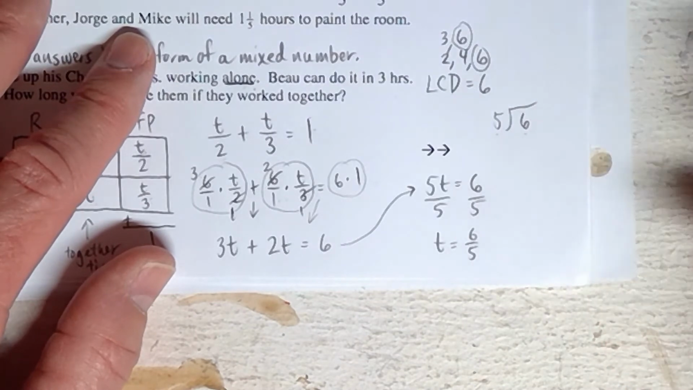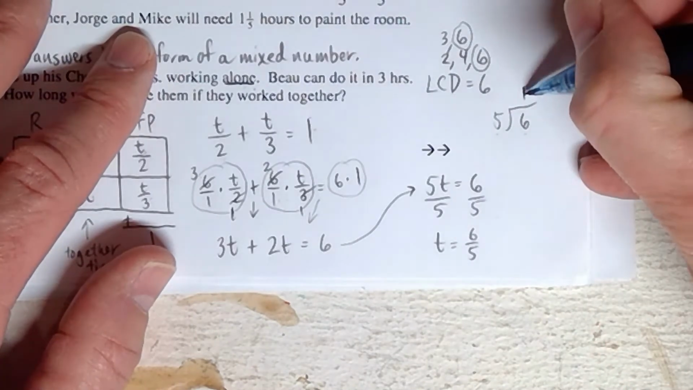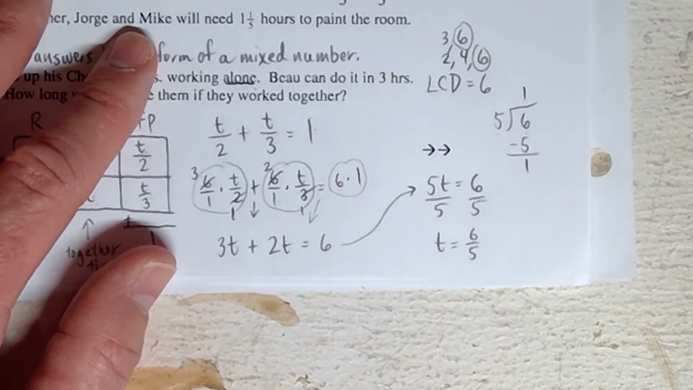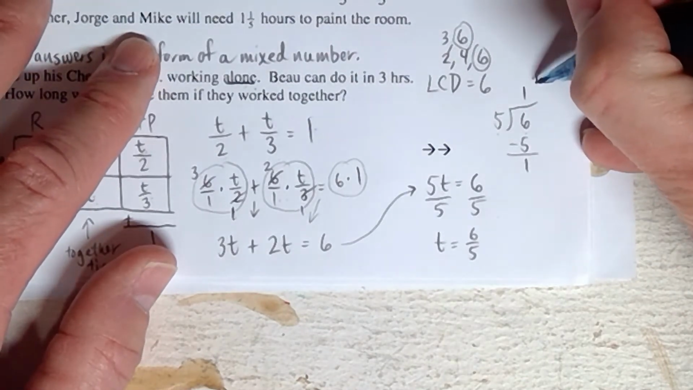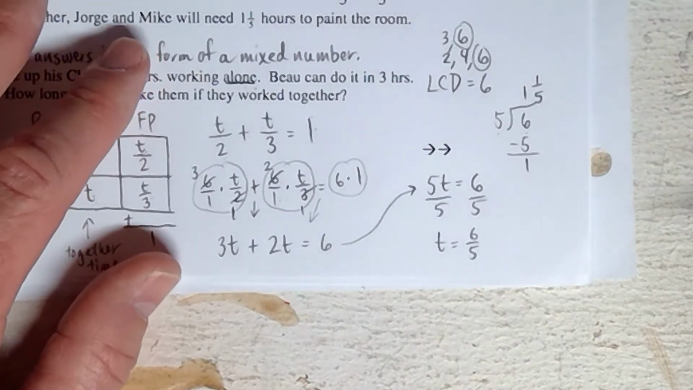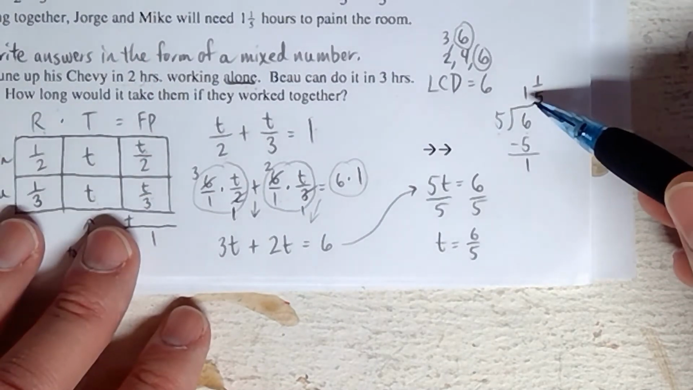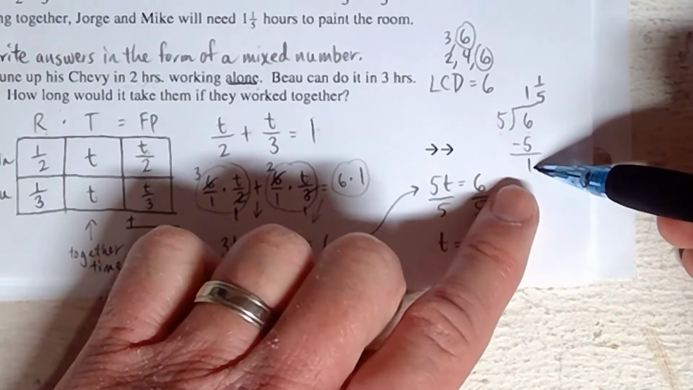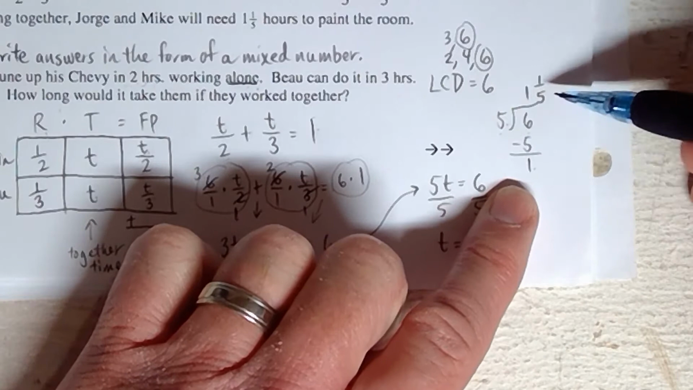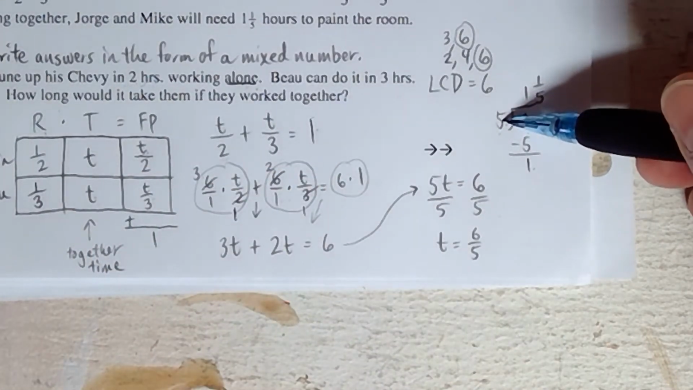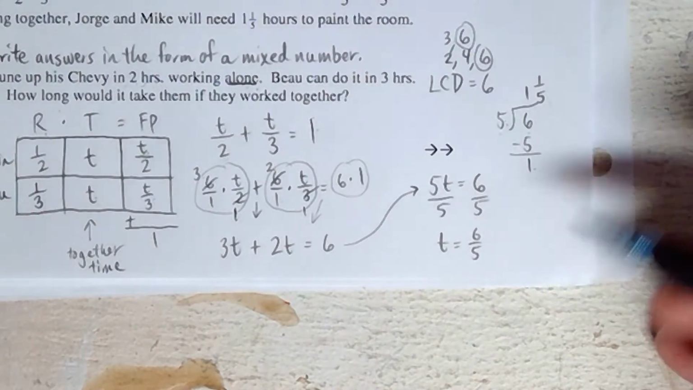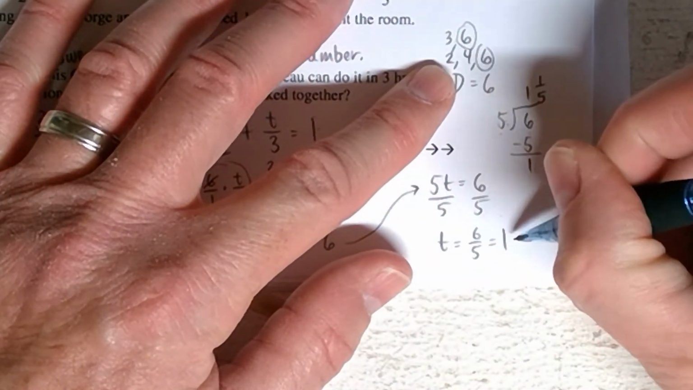How many times does 5 go into 6? 1 time. 1 times 5 is 5. The remainder is 1. And so that means that it's going to be 1 and 1/5. Okay? So what's already up there is the whole number part of the mixed number. And then the remainder and the outside number right here, that forms the fraction. Make sure the outside number's on the bottom, just like it was originally down here. And you end up getting 1 1/5.